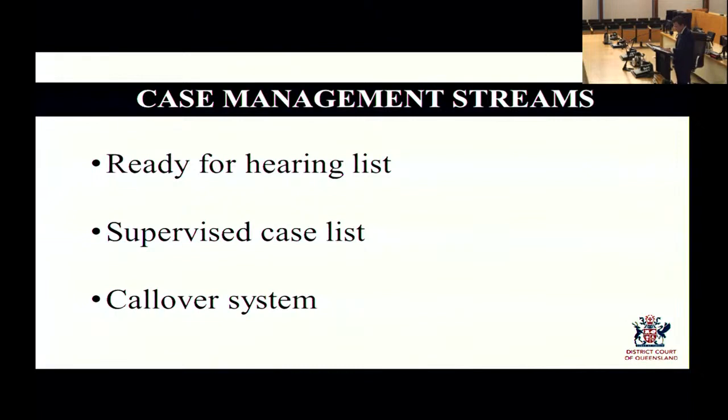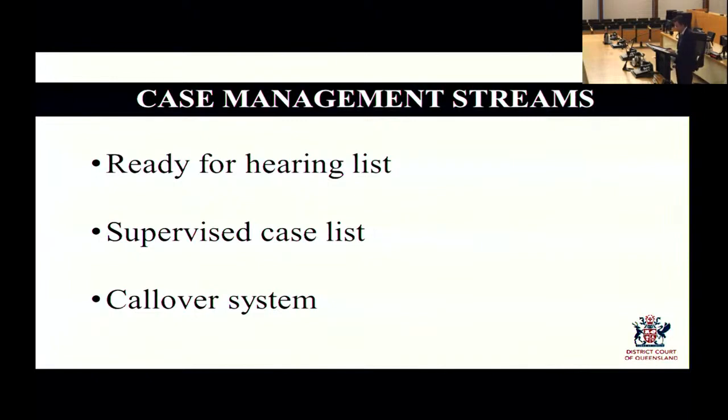A proceeding will be added to the supervised case list by the listing judge. Ordinarily, directions will not be made by the listing judge. It will be left to the allocated supervising judge. And it is for the supervising judge to manage the proceeding up to the point he or she considers it ready for hearing. It is at this time it is returned back to the listing judge for the allocation of hearing dates.